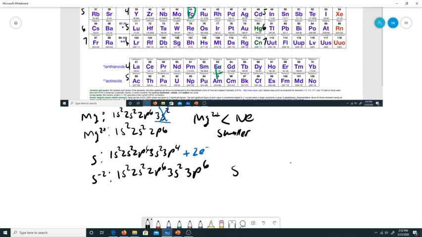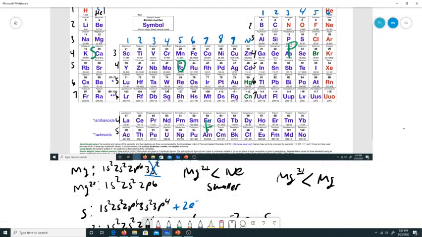Since S negative 2 has got more electrons than protons, it is larger than S. S negative 2 is larger in size than sulfur neutral. Anions are always larger than the parent atom which they come from, compared to cations, which are always smaller than the parent atom which they came from. So Mg2 plus is going to be smaller than Mg neutral, where S negative 2 is larger than S neutral. That's how we're going to handle our simple elements.